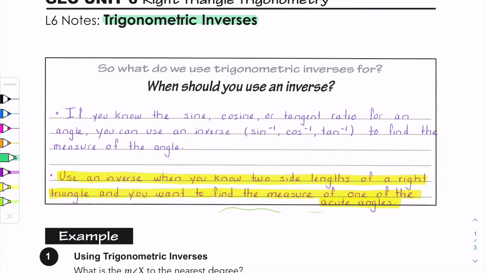So when should you use an inverse? I just wrote a quick note that says if you know the sine, cosine, or tangent ratio for an angle, you can use an inverse to find the measure of the angle. Use an inverse when you know two side lengths of a right triangle and you want to find the measure of one of the acute angles.